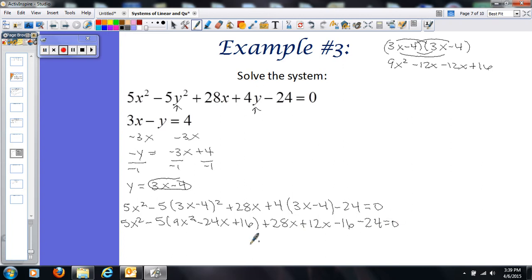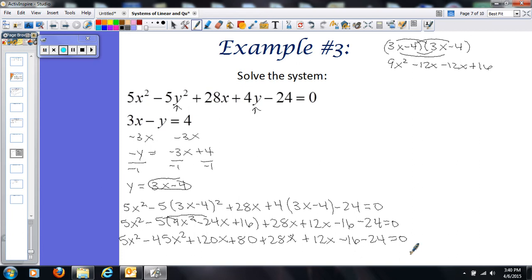And you're just going to keep simplifying as you go. So this is going to be 5x squared. Negative 5 and 9 is going to be negative 45x squared. Negative 5 times 24 is going to be positive 120x. So you're distributing this. Negative 5 times 16 is going to be plus 80, plus 28x, plus 12x, minus 16 minus 24 equals 0.